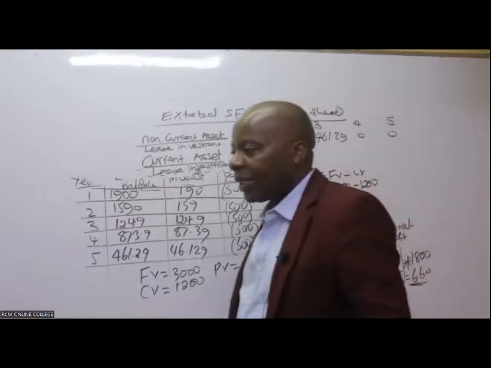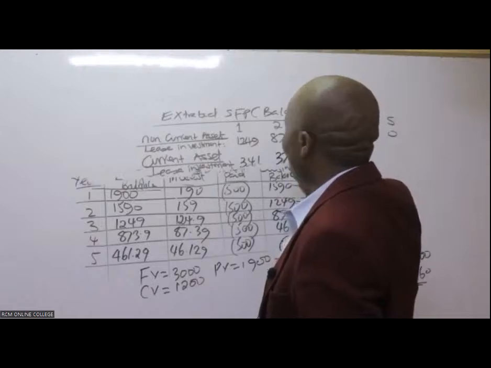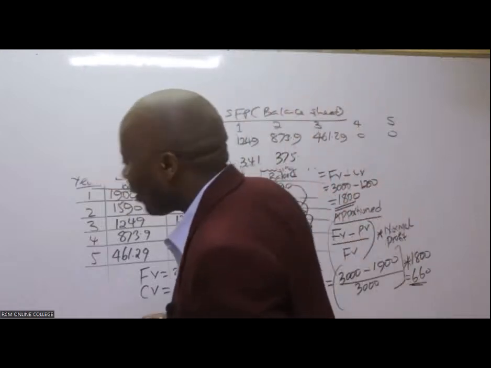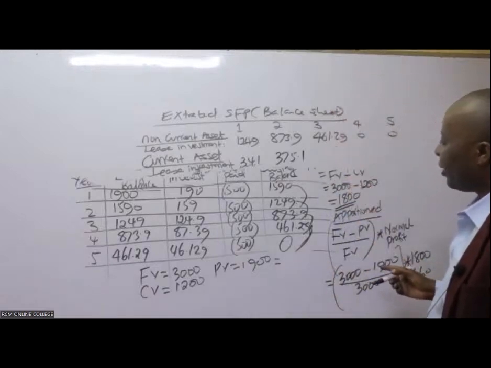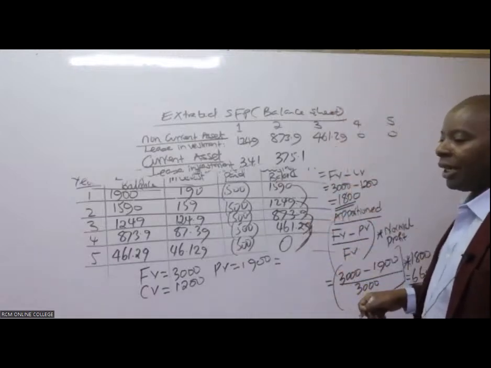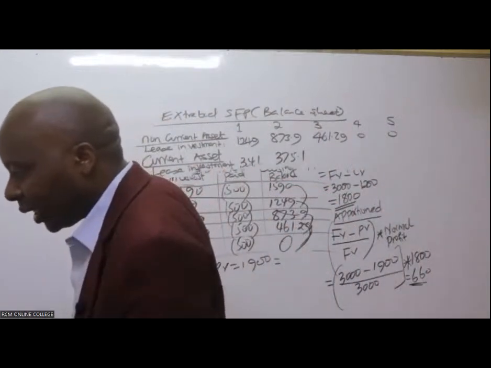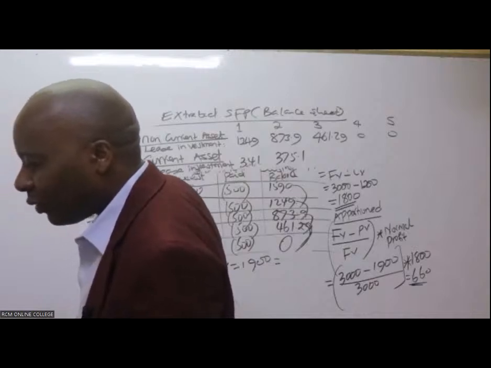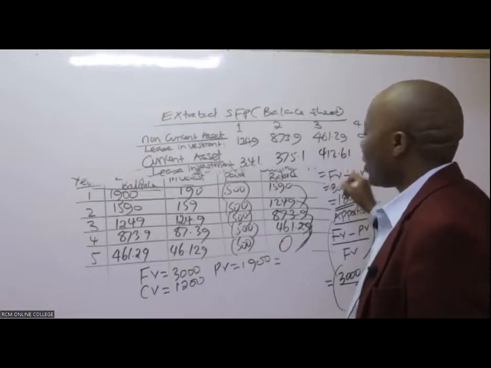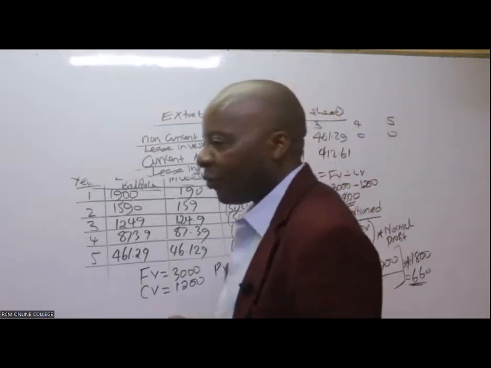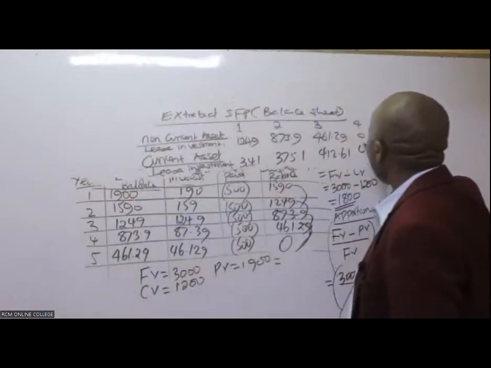375.1. And then we have, in this case here, number three, we are taking the third ACK. What do we have here? That gives me 412.61. Then we have 461.29.